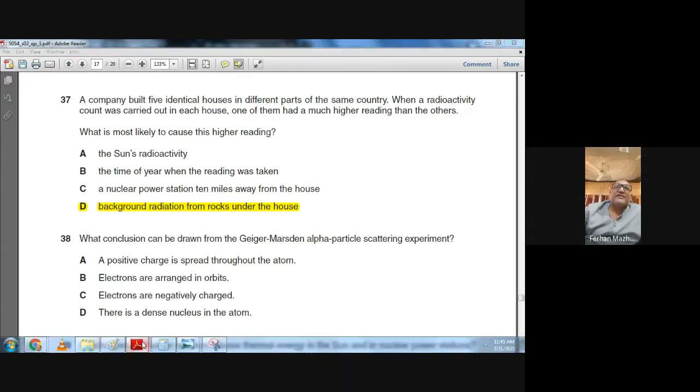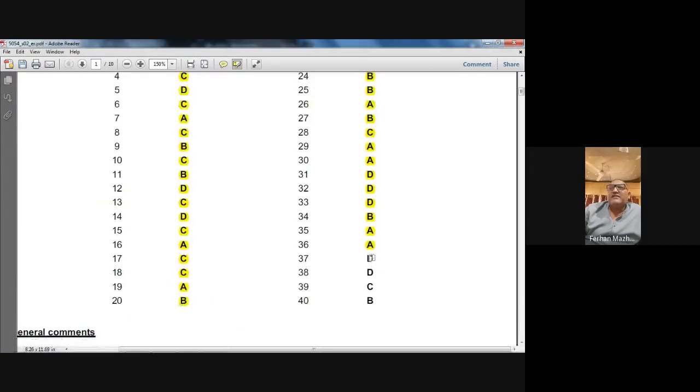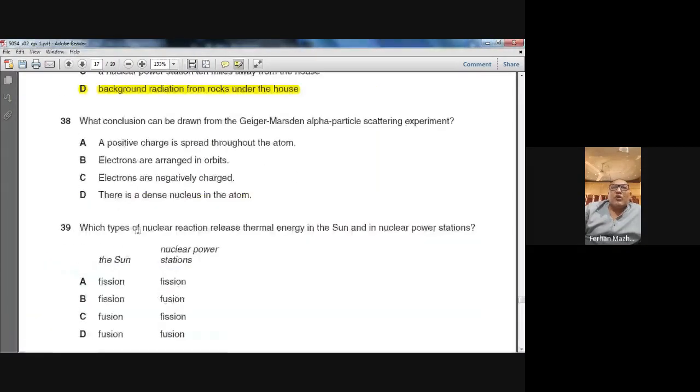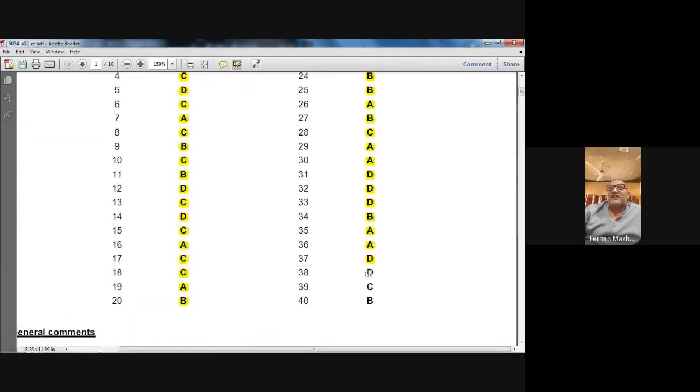Question number 37. D is the choice. What conclusion can be drawn from the Geiger-Marsden alpha particle scattering experiment? They found that the atom has a nucleus. There is a dense nucleus in the atom. So D is the choice. Let's check. Yes, D is the choice.